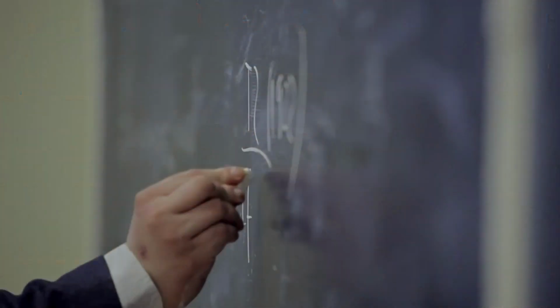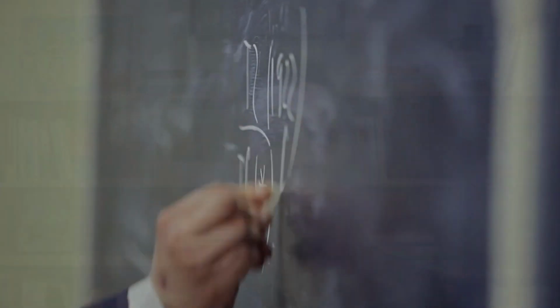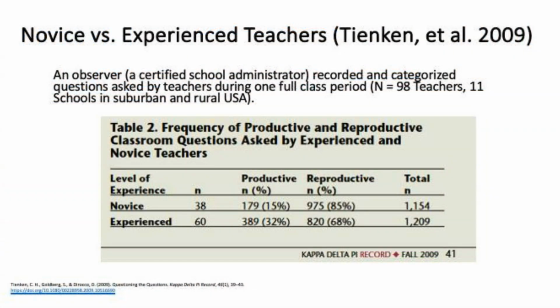So they're representing the same knowledge that they received, they're just giving it back to the teacher in the same form. One thing that I found quite interesting in this paper was that they looked at how these types of questions interacted with teacher experience. And what we see in the results is a massive difference. As we can see in this table, 32% of experienced teachers asked productive questions and only 15% of novice teachers asked productive questions. And of course, we see the inverse of that with the reproductive questions.